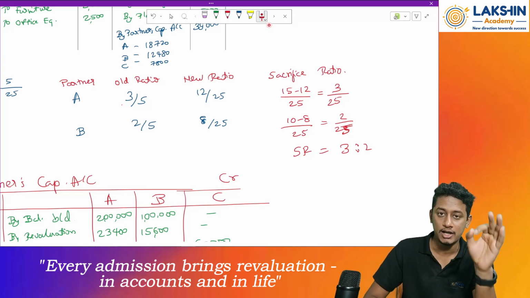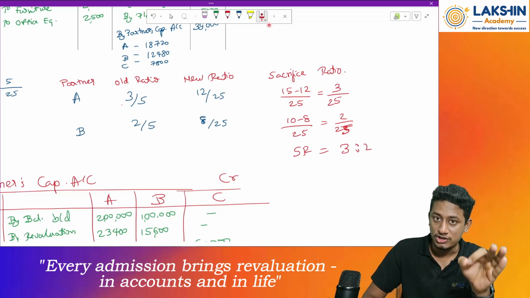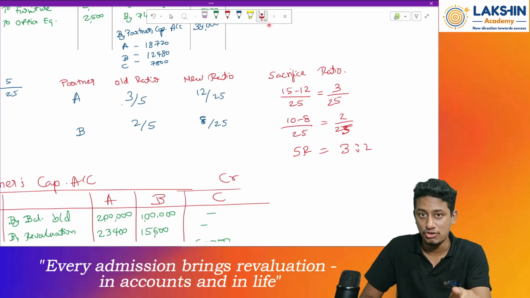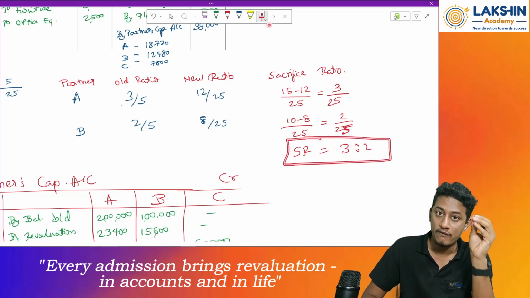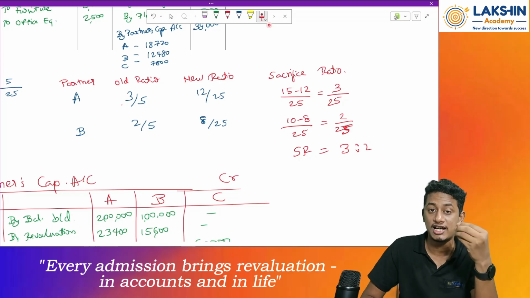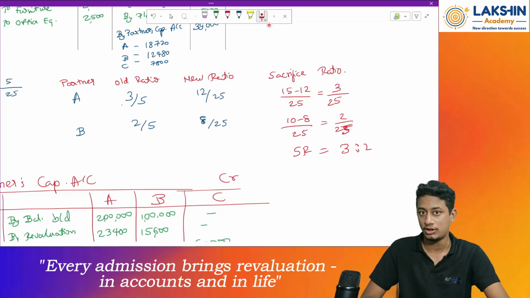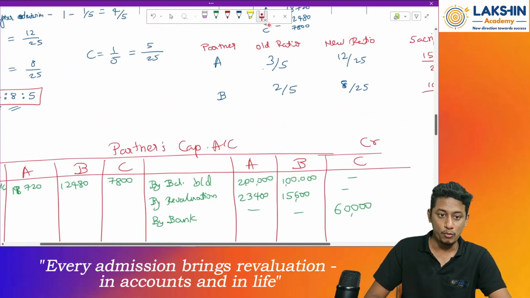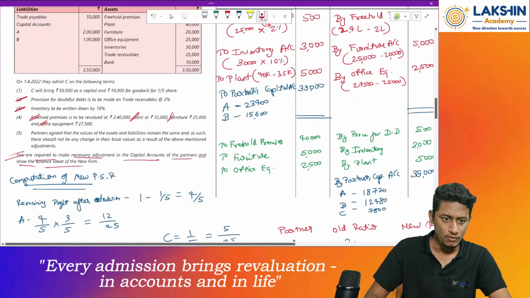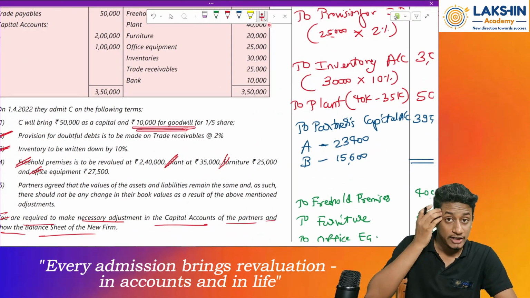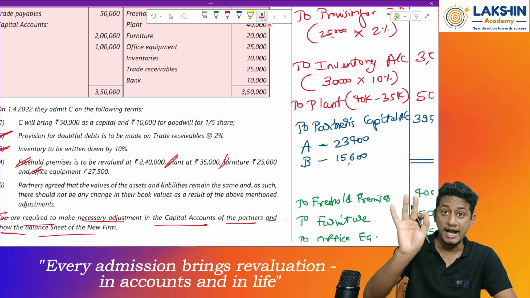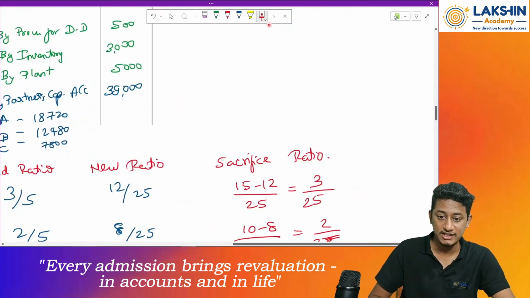See, whenever only the old ratio and the new partner's new ratio are given to you, in that case generally the sacrifice ratio will be equal to my old ratio. So you can straight away compute the sacrifice ratio. Now, what is the amount of goodwill? The goodwill is rupees 10,000, divided between whom? Between A and B. Why? Because they are sacrificing in the ratio of 3:2.